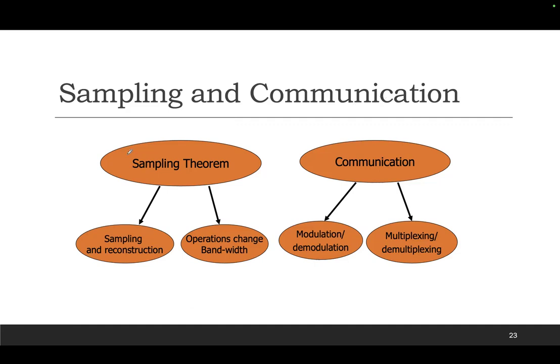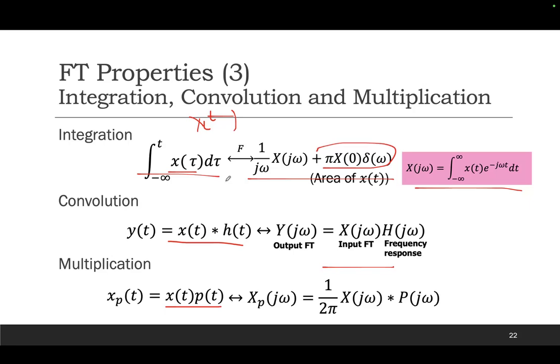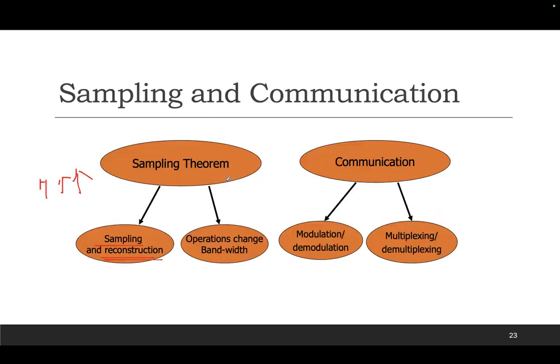And for sampling and communication, we talked about how to do sampling: just multiply by the impulse response, and reconstruction. After your sampling, you just do a frequency replication, just a copy, copy, copy. Reconstruction is just finding the low frequency part, which means you apply a low pass filter. You can review what we talked about in last class.